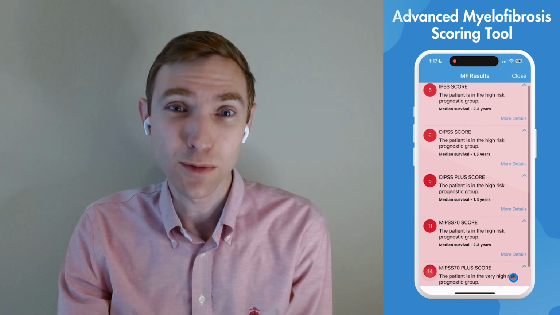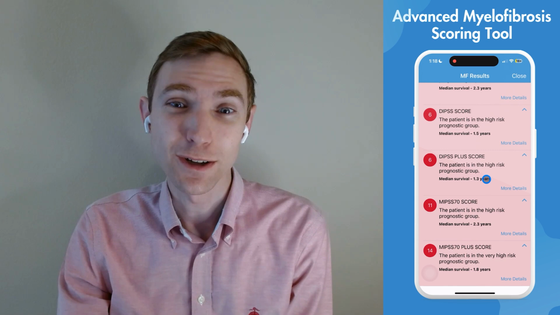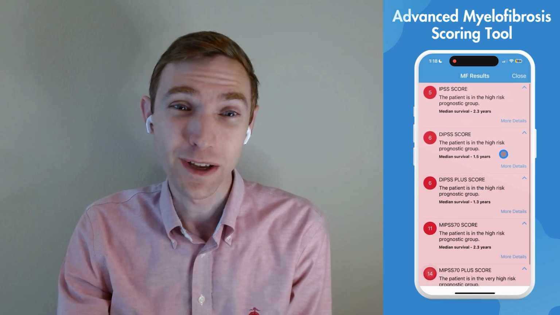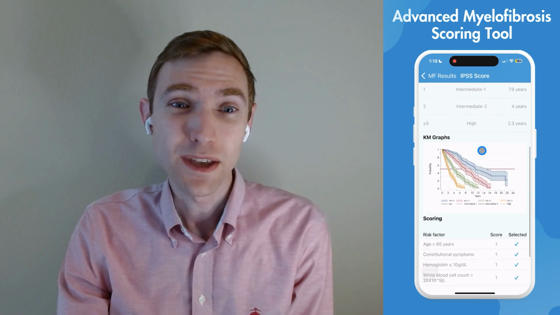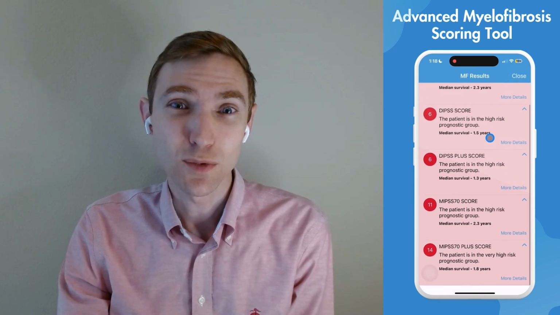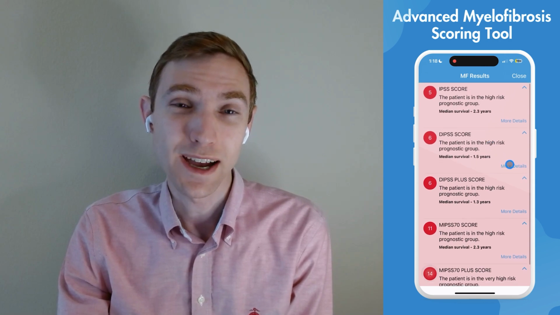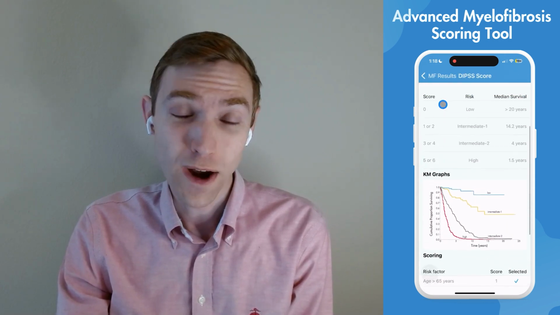considering transplant-eligible patients. Seeing the concordance or discordance between all of these scores can be somewhat overwhelming, but this is a real-life challenge when dealing with myelofibrosis. But being able to see the scores presented side by side makes it easy to switch between the results and find what aspects of their disease are impacting their survival the most, which is rather helpful.